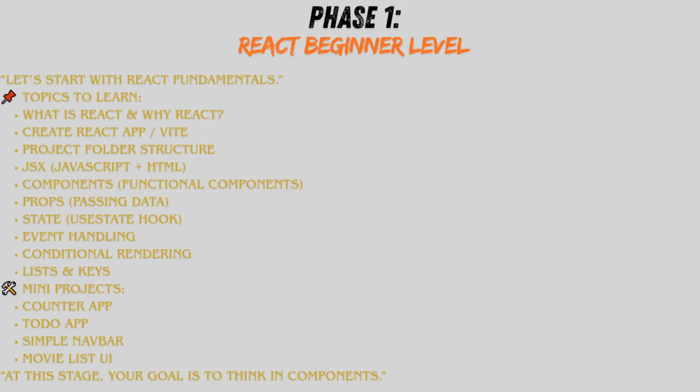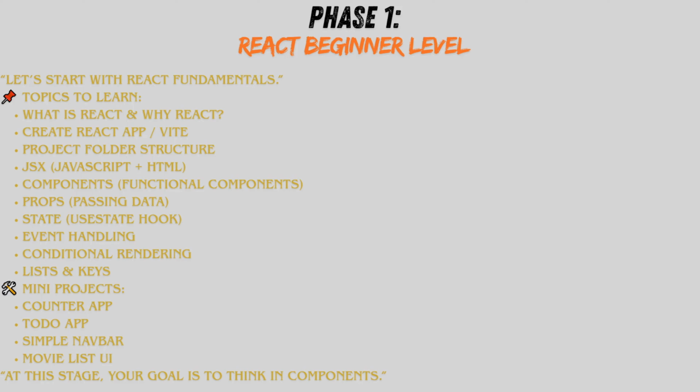Components in React.js are reusable, so you can use components in different places. Props is passing data. Props is like passing data from one component to another component, and we usually use props like that. What is state? State is kind of like component variables. On the basis of those component variables, your component performs changes.